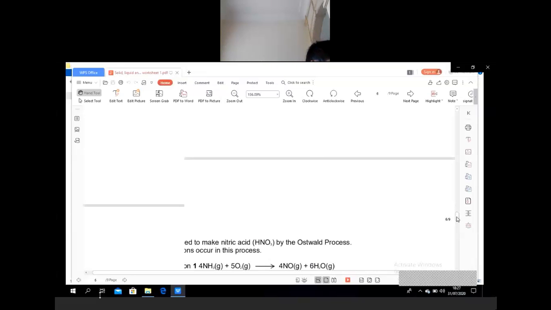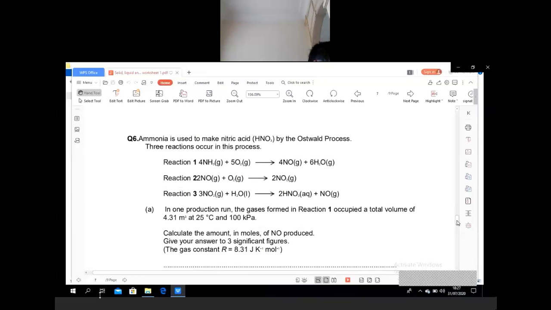So this number 6, ammonia is used to make nitric acid by the Ostwald process. Three reactions occur in this one. Ammonia reacts with oxygen to form nitrogen monoxide and water. Nitrogen monoxide reacts with oxygen to form nitrogen dioxide, and nitrogen dioxide reacts with water to form nitric acid and also nitrogen monoxide again. Why shouldn't we react with excess oxygen here? Because the reaction could be very exothermic.